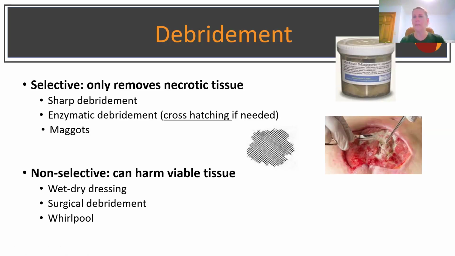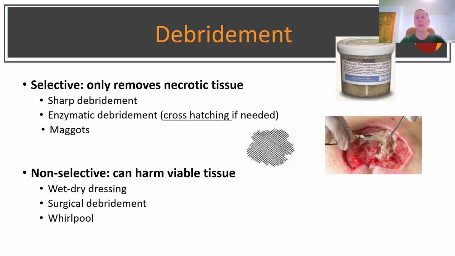Maggots. Wow. Yes, but there are medical grade maggots that are sterile maggots that are selective. They're great. They're actually really great for debriding tissue. And then non-selective. This is what we don't want to do. We don't want to do wet to dry dressings. We don't want to do whirlpool because there's all kinds of problems with whirlpool, but one is it's non-selective way of debridement. So we're harming the good tissue along with the bad.